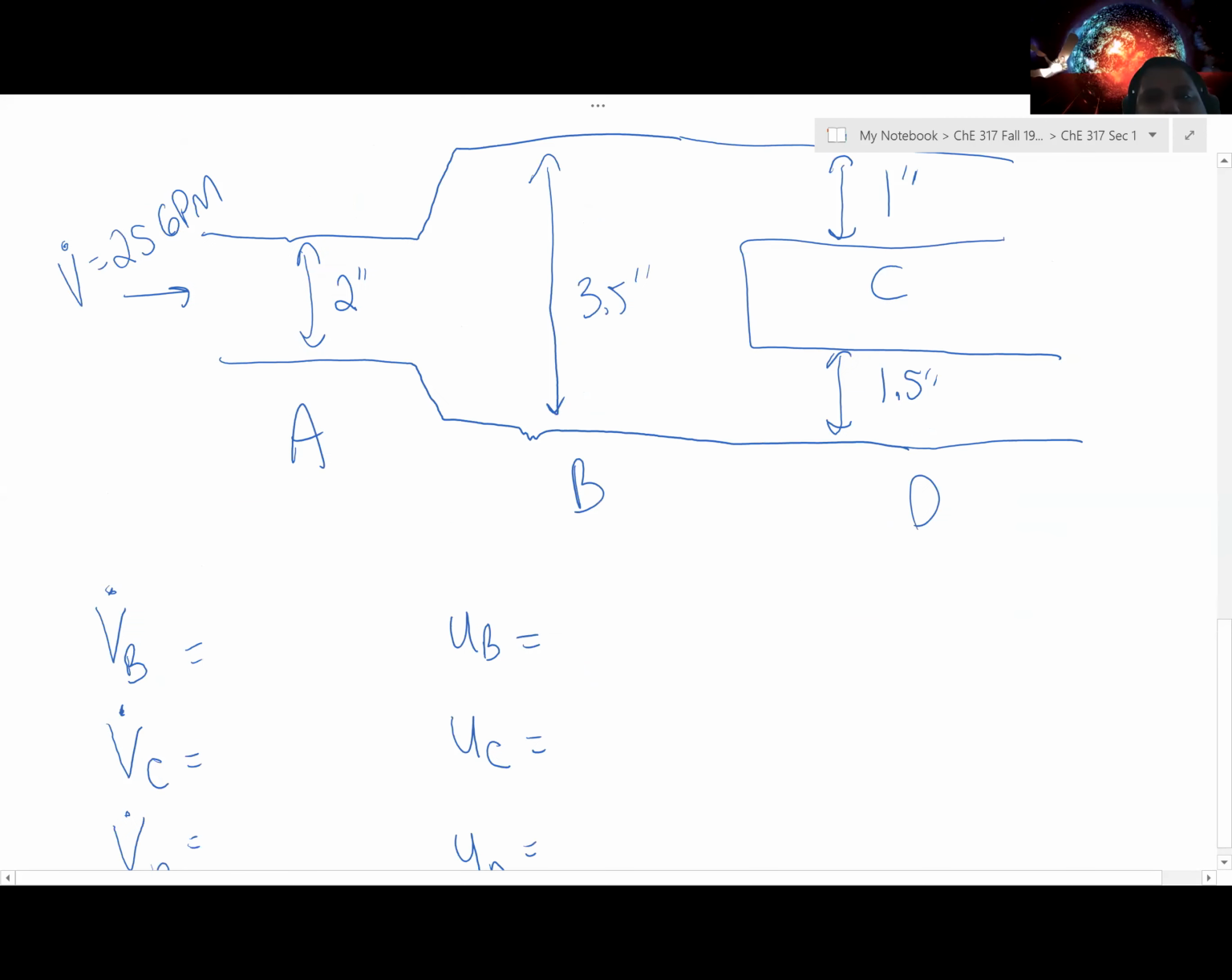which I would convert to English units. So 1 minute is 60 seconds. There's 7.48 gallons in a cubic foot. And then to calculate the area of a pipe, that's simply pi times the diameter, which would be, in this case, 2 over 12 feet, squared over 4. So I do this, and I should be left with feet per second.